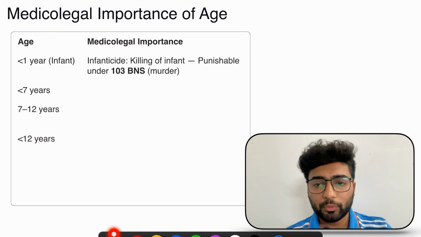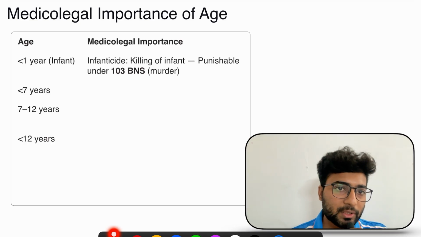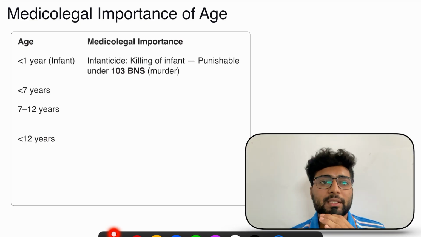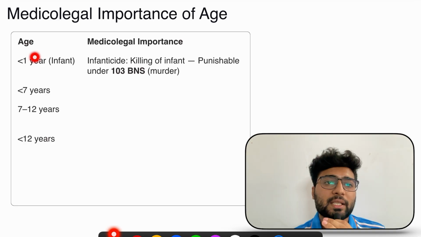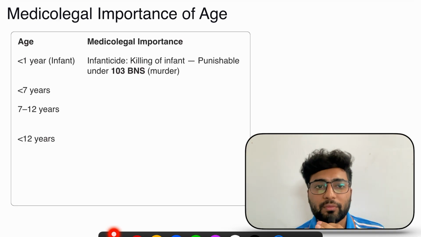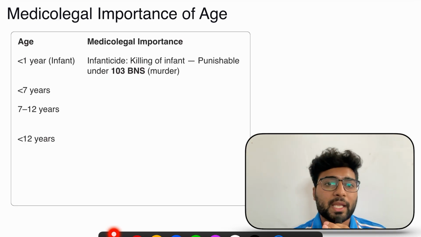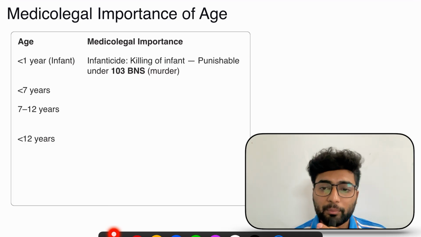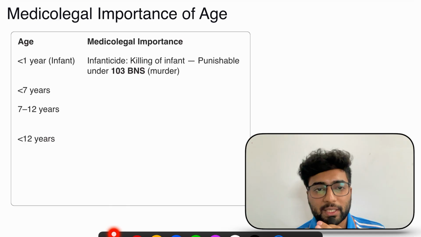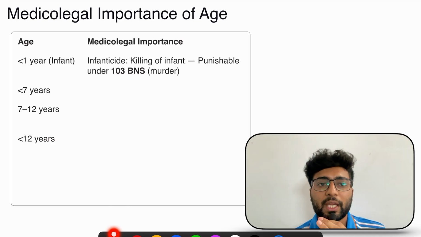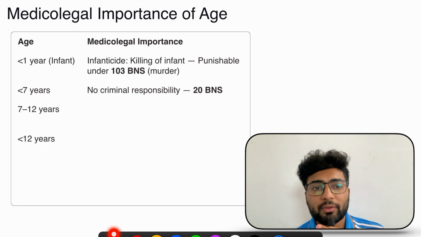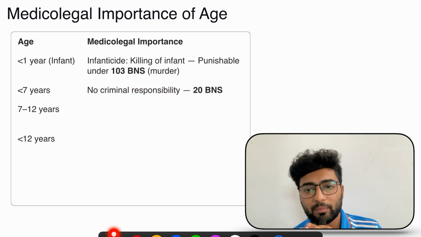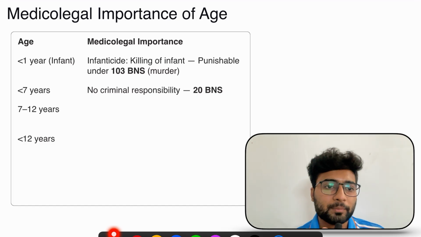Now, last topic of this lecture is medico-legal importance of age. See, if the infant is less than 1 year, then killing the infant is infanticide, and it is punishable under 103 BNS as murder. Same punishment is given while killing any adult or anyone. So, infanticide is punishable under murder. If the child is less than 7, he is not criminally responsible. Even if he commits the crime, he is not criminally responsible.